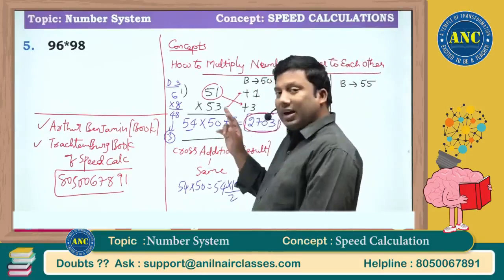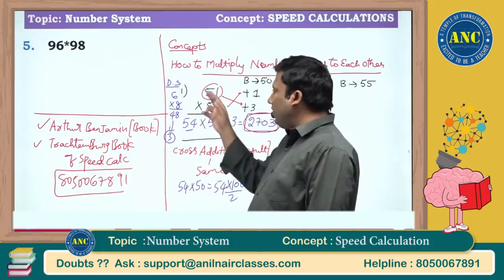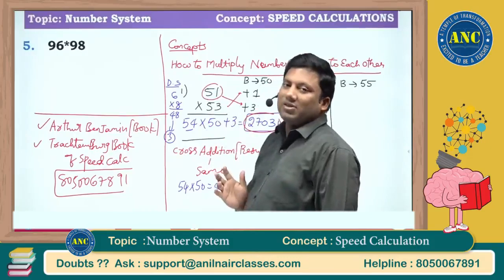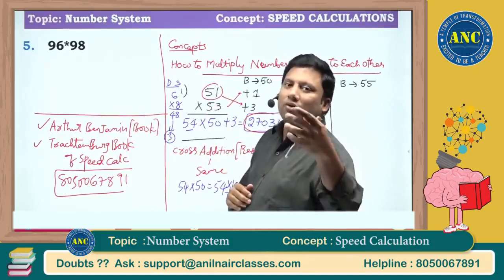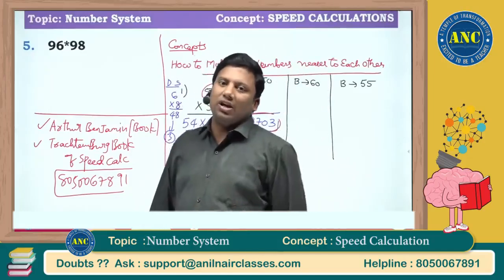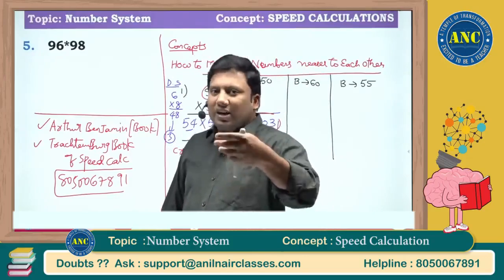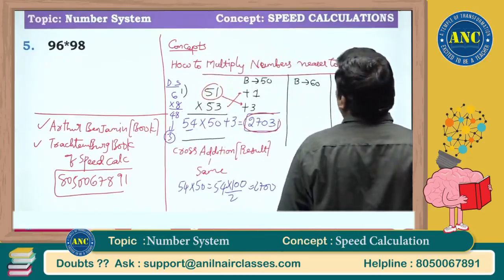Is the idea clear? Again I am repeating. 51 is 3 into 17, so the answer should be divisible by 3. Only thing, if both are composite numbers, then we have to use the divisibility rule of a prime number. I already discussed with the enrolled students how you can find the divisibility rule of any prime number using the theory of osculation.